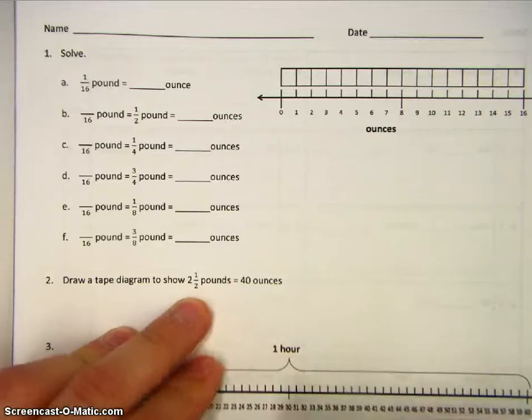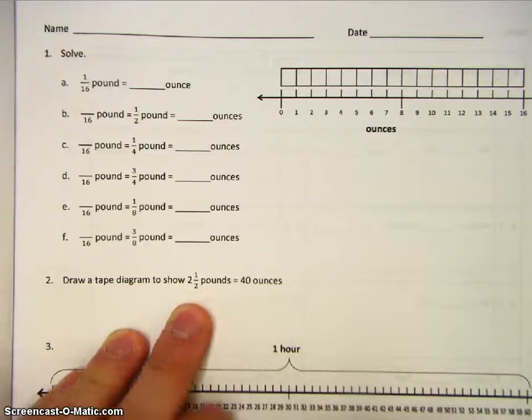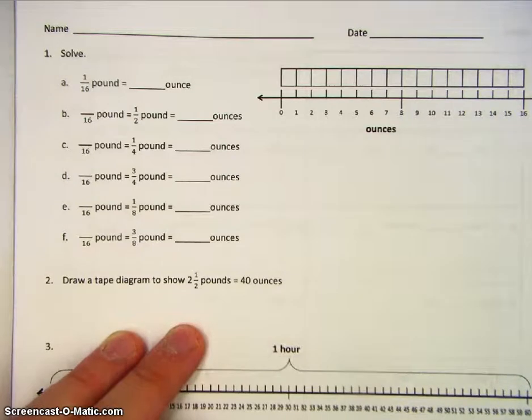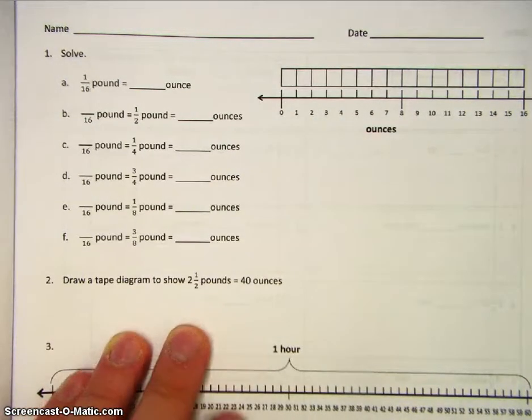Okay, for today we're doing lesson 13. It has the same target as what we were doing yesterday. So we're just going to continue on with using measurement tools to convert mixed number measurements to smaller units. Okay, so we're going to start off here with ounces and pounds.